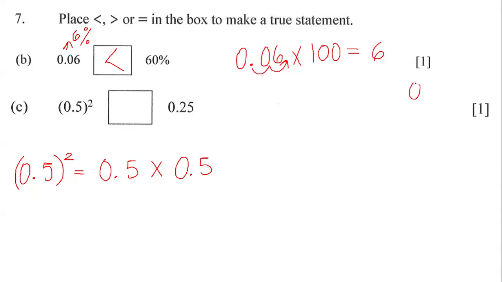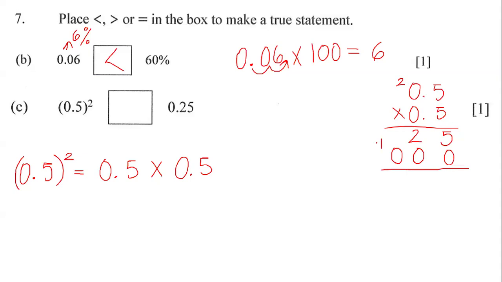We have to multiply it out, right? So let's check. 0.5 multiplied by 0.5. What is 5 times 5? 25. Put the 5 down, put the 2 up. What is 5 times 0? 0. Plus 2 is what? 2. Put the 0 down. What is 0 times 5? 0. What is 0 times 0? 0. Very good.